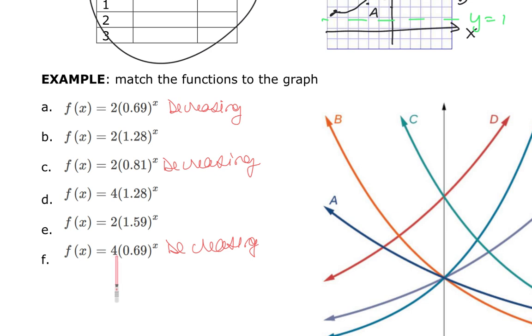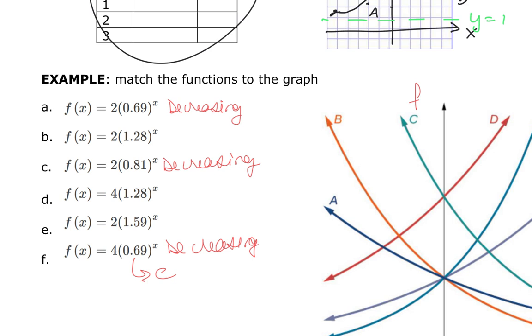This is a coefficient of 4. These are coefficients of 2. So since this is a coefficient of 4 right here, then I know that it has to have a vertical stretch of 4, which means that instead of going through the point 0, 1, it's going to go through the point 0, 4. This C is the one that is decreasing and going through about 0, 4. So this C happens to be F. So this one is C. This is F.